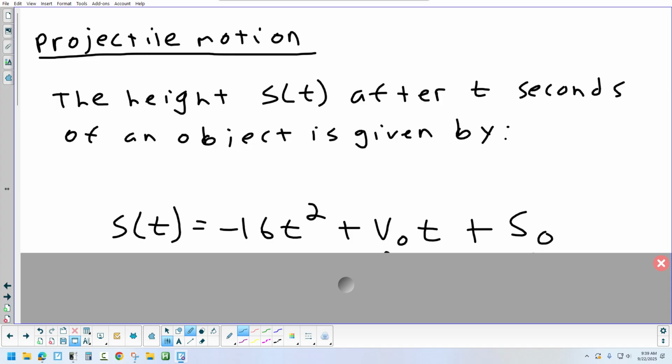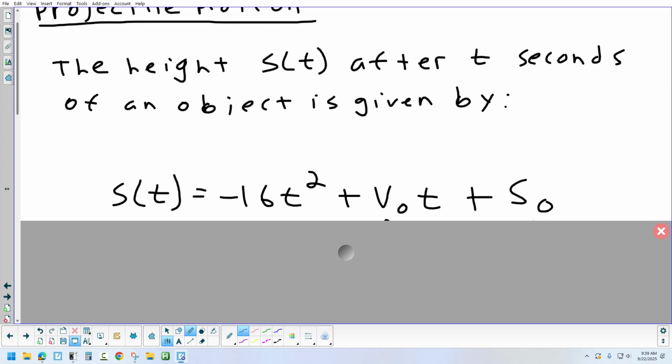Okay, projectile motion. We don't have to know a lot about it as far as physics goes. All we have to understand is there's a formula we can use to answer a question about this kind of motion. That's all we need to know. And here's the formula. Okay, there's a few variables.